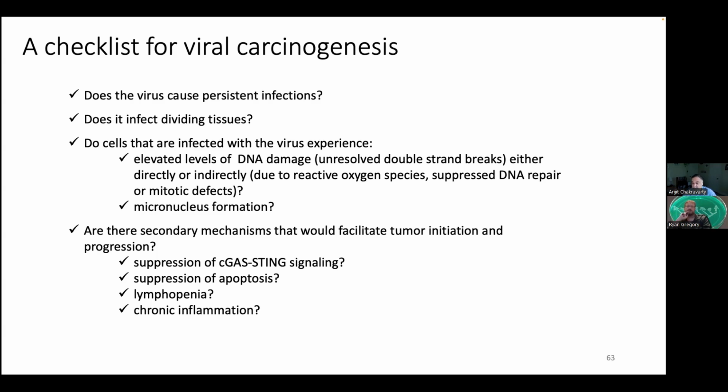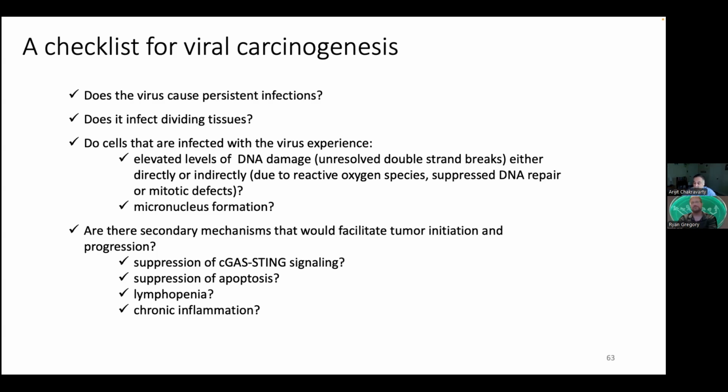We also talked about secondary mechanisms that facilitate tumor initiation and progression, and these oncogenic viruses have those secondary mechanisms to varying extents. Not all of them have them, but obviously the more of these you have, the more helpful it is if you're trying to make that kind of trouble, if you personally are a virus listening to this talk. Suppression of cGAS signaling, suppression of apoptosis, lymphopenia, and chronic inflammation are all useful tricks to have in the toolbox if the goal is to cause cancer. As I said, if you as a virus were interested in that topic.